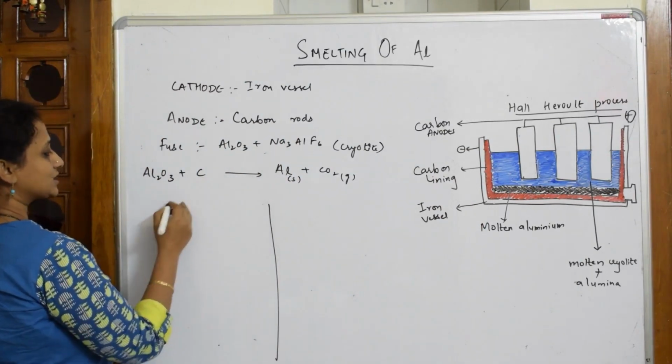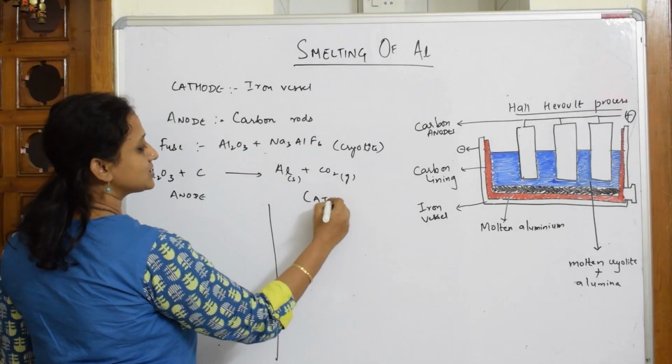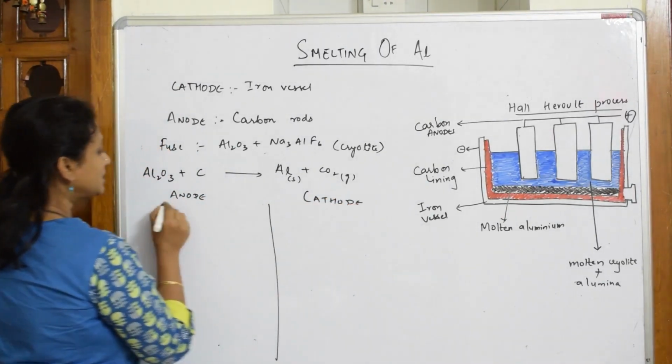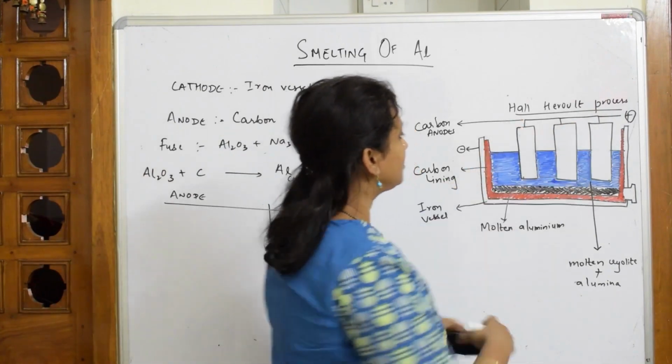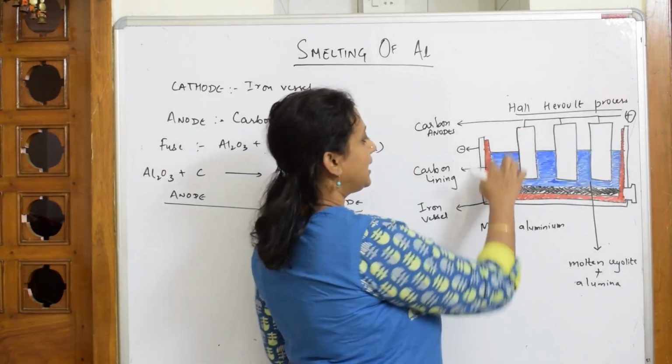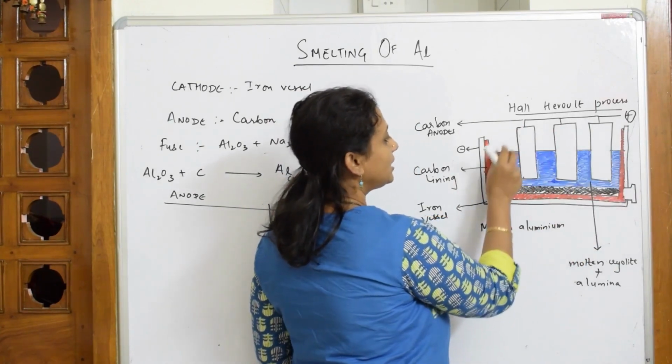This is your overall reaction. I'm dividing the page into anodic cell reaction and cathodic cell reaction. So, in the anodic cell reaction, we always know... now, where is the anode? This is your anode part, all the carbon rods. And this is your cathode part. So, anode and the cathode.